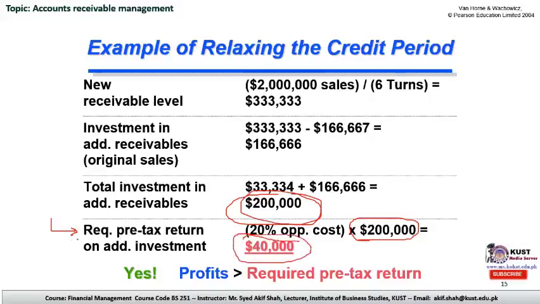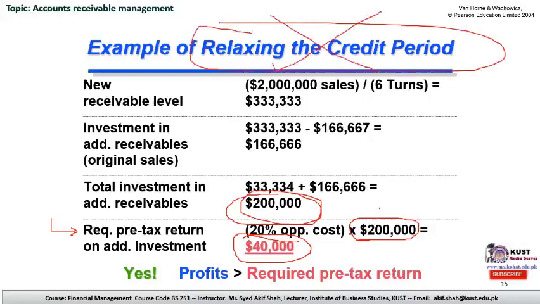Now, what is the meaning of this last calculation? It means that if the company had not relaxed their credit policy, and had invested these amounts somewhere else in another investment opportunity, that investment opportunity could provide them a 20% return, but that is a pre-tax return. So this was the second option. Therefore, the trade-off between profitability and cost, or the opportunity cost, should be compared with each other. So the second option was providing us with $40,000 of earning.